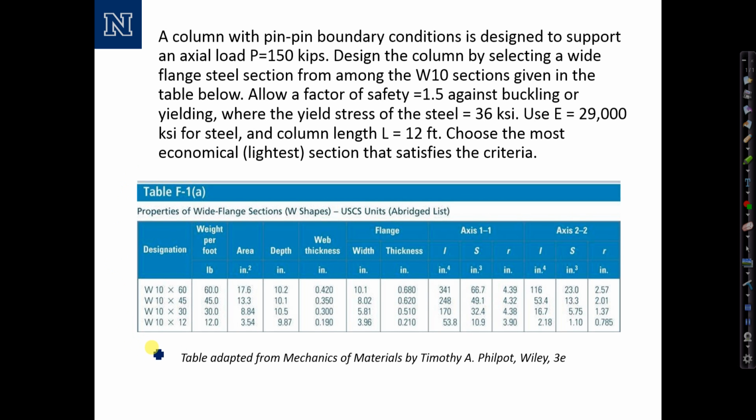This table is a partial list of sections, and the table has been adapted from Mechanics of Materials by Timothy Philpott, Wiley, 3rd edition. In our design, we need to allow a factor of safety of 1.5 against buckling or yielding, and the yield stress of the steel is 36 ksi. We should also use E of 29,000 ksi for steel and a column length of 12 feet. Based on those criteria, we're to choose the most economical or lightest section that satisfies.